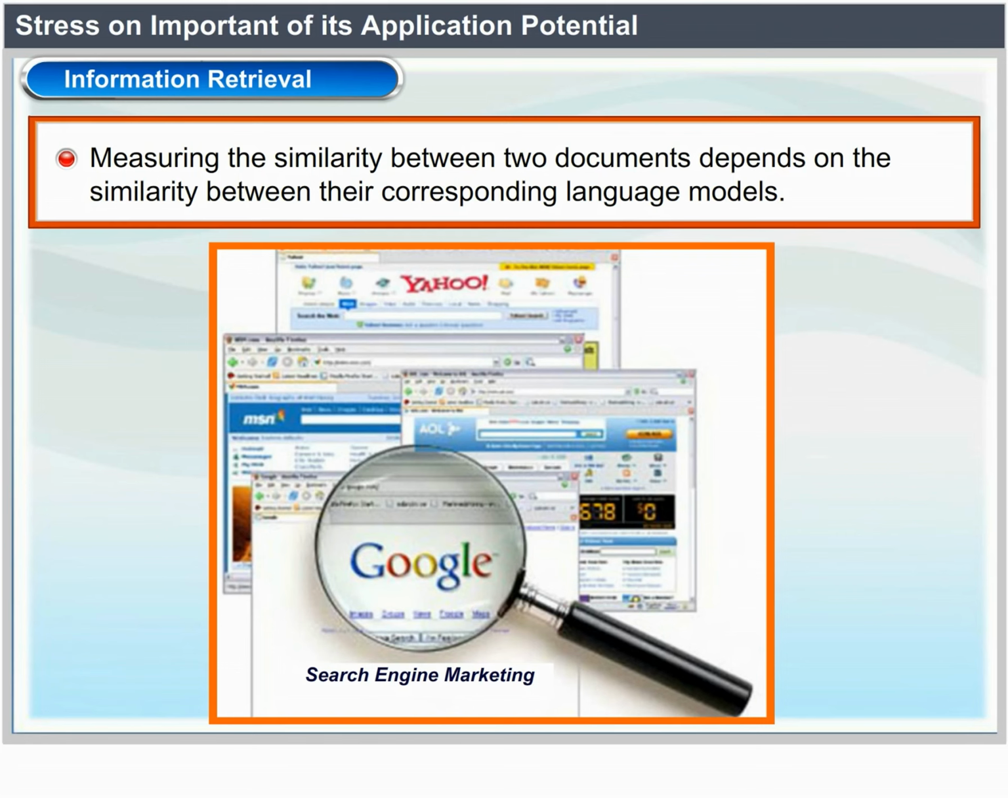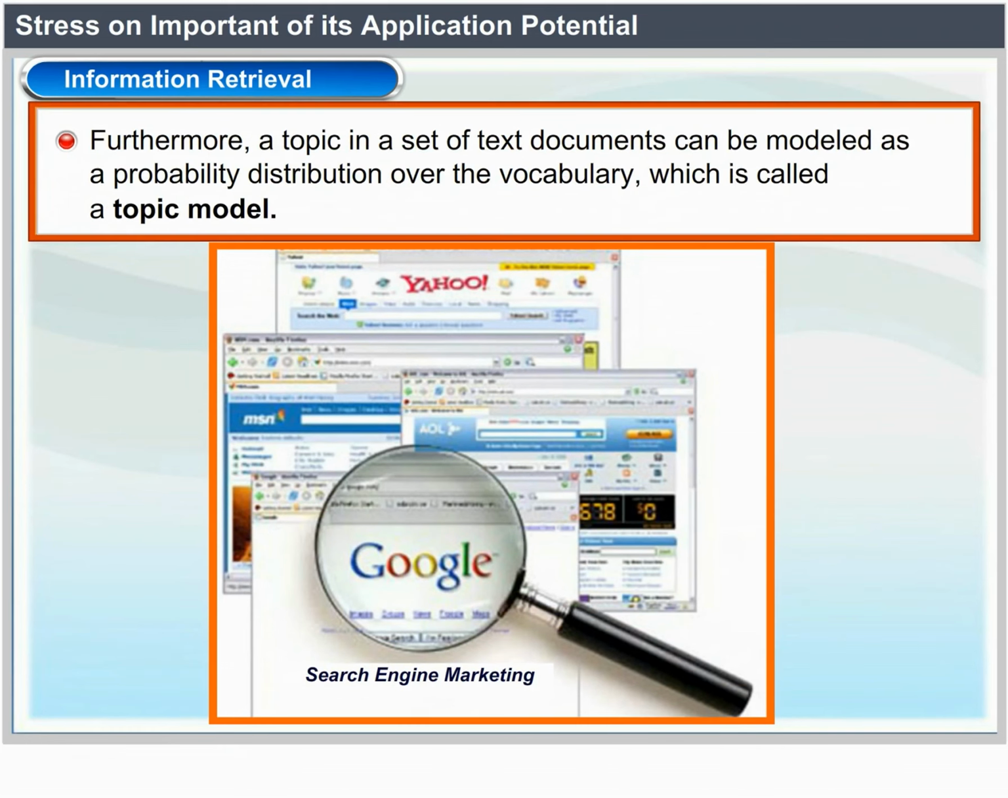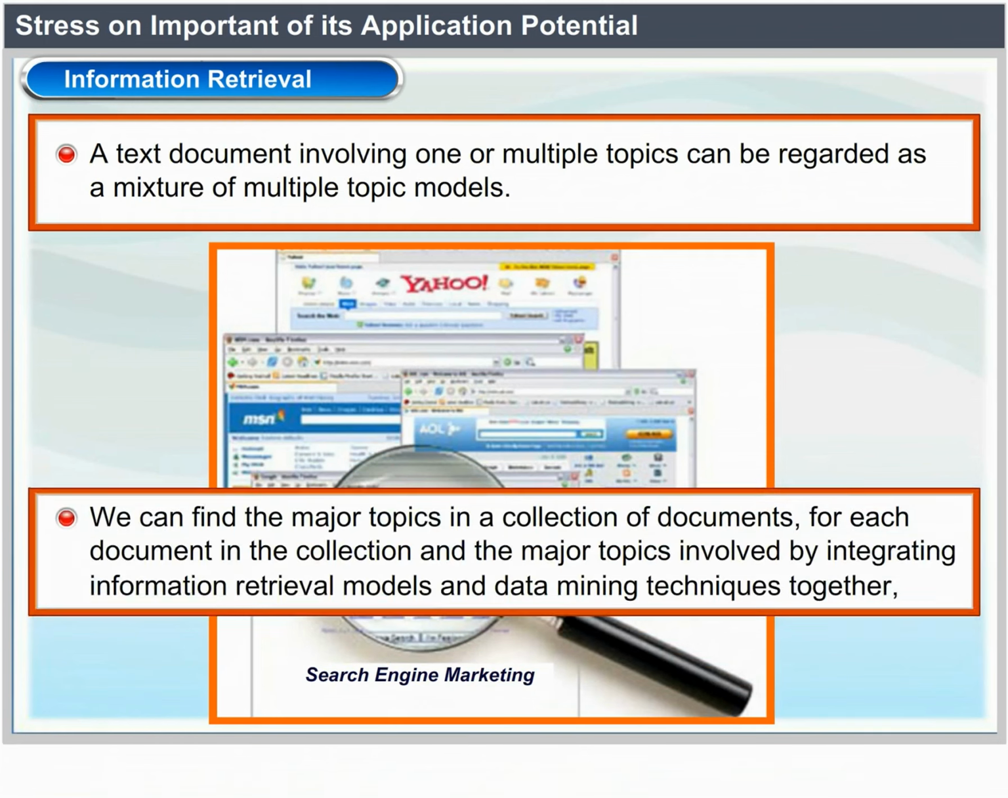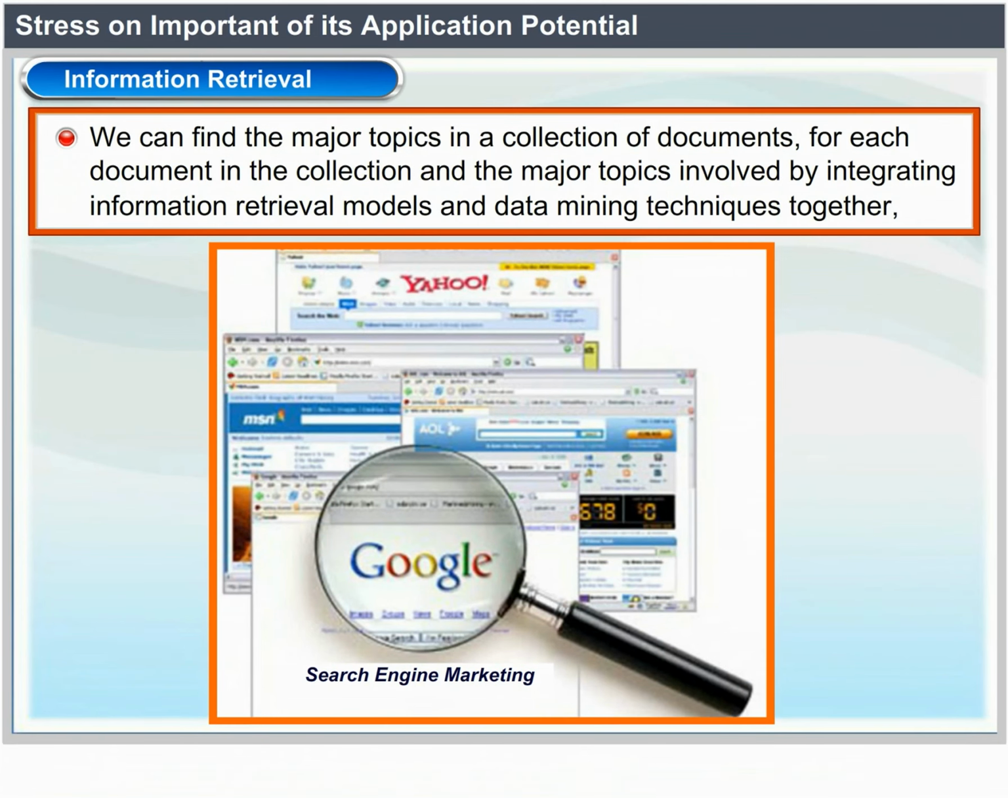Furthermore, a topic in a set of text documents can be modeled as a probability distribution over the vocabulary, which is called a topic model. A text document which may involve one or multiple topics can be regarded as a mixture of multiple topic models. By integrating information retrieval models and data mining techniques, we can find the major topics in a collection of documents, and for each document in a collection, the major topics involved.